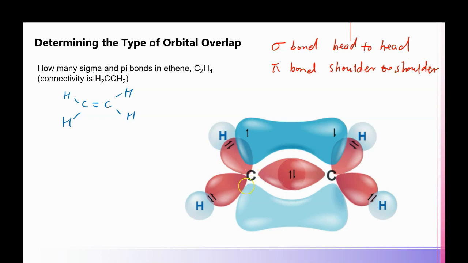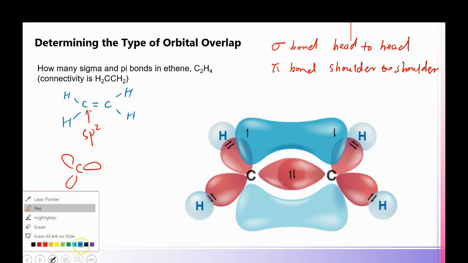This carbon here, what's the hybridization? This carbon is sp2, right? So there should be three sp2 hybridized orbitals. If this is carbon, they look like this, trigonal planar, with one electron on each. Let me draw the electron here, with one electron over each.